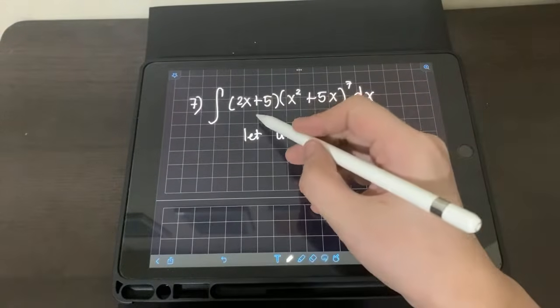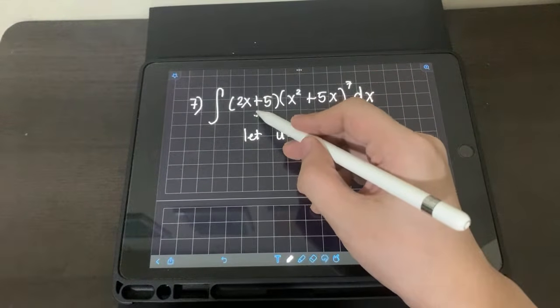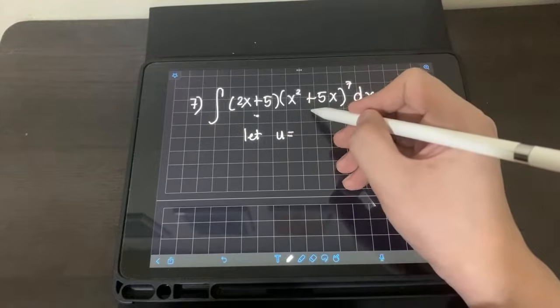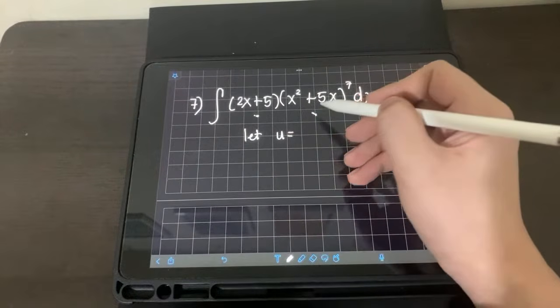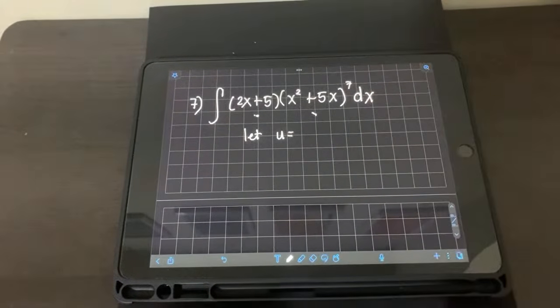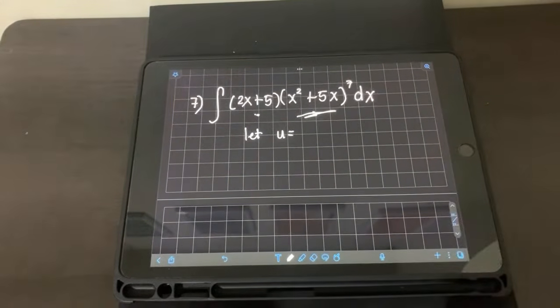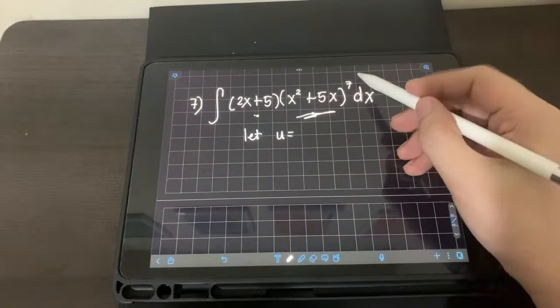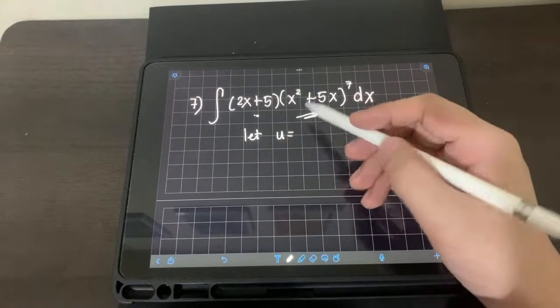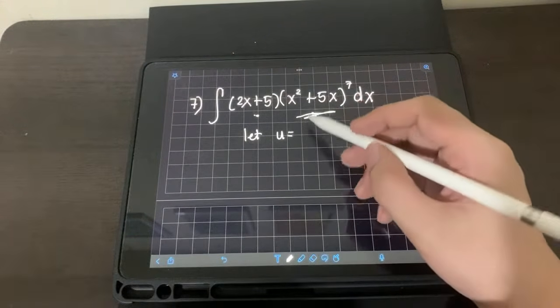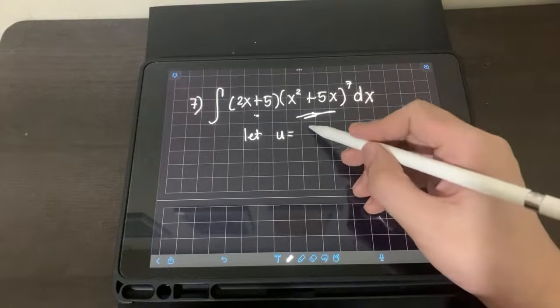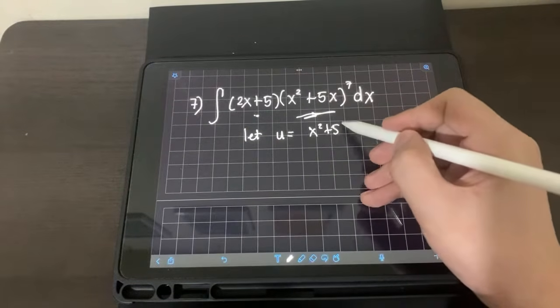So, for example, itong 2x plus 5 as a quantity, tapos itong x squared plus 5x as a quantity. So, mapapansin nyo, mas complicated itong part na to, right? Kasi, naka-raise siya sa 7. Ito, naka-raise lang sa 1. So, may isip natin na mas magandang i-let you itong x squared plus 5x, right?